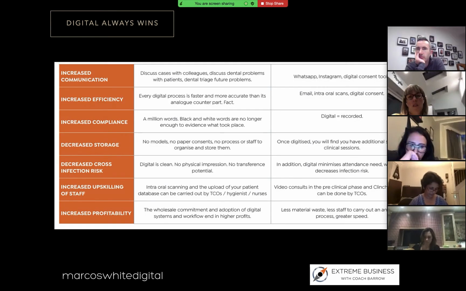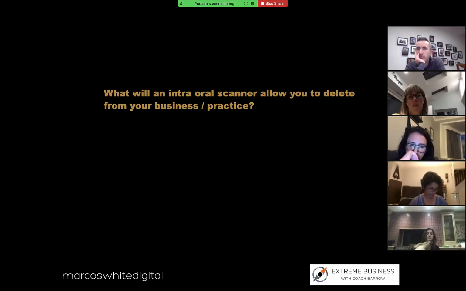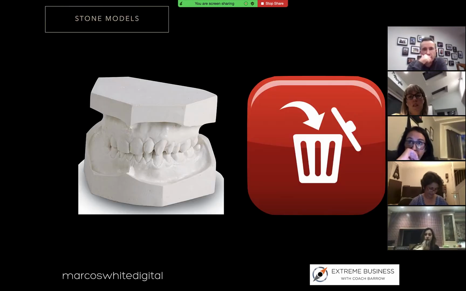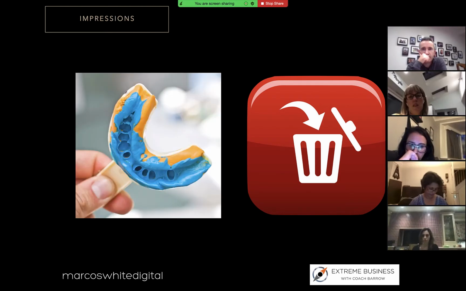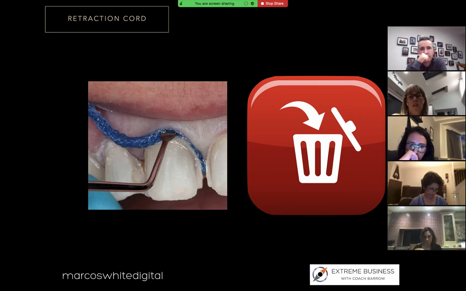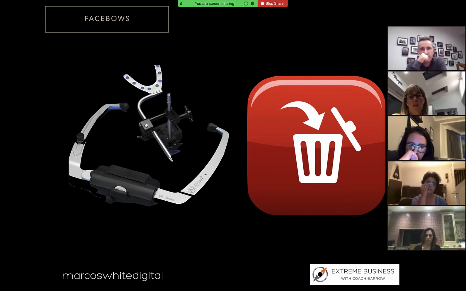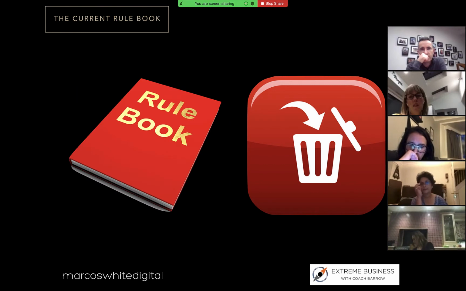So that's the first thing. I won't go over this table, but I've kind of covered it. When the intraoral scanner was invented, people thought it was doing away with stone models and impressions. I'm going to talk nothing about those things, but about things far more powerful than that. While we're on the subject, having been in digital for 6 years, it also does away with the retraction cord, with articulators, with face bows, and with wasted time and money, and the rule book.